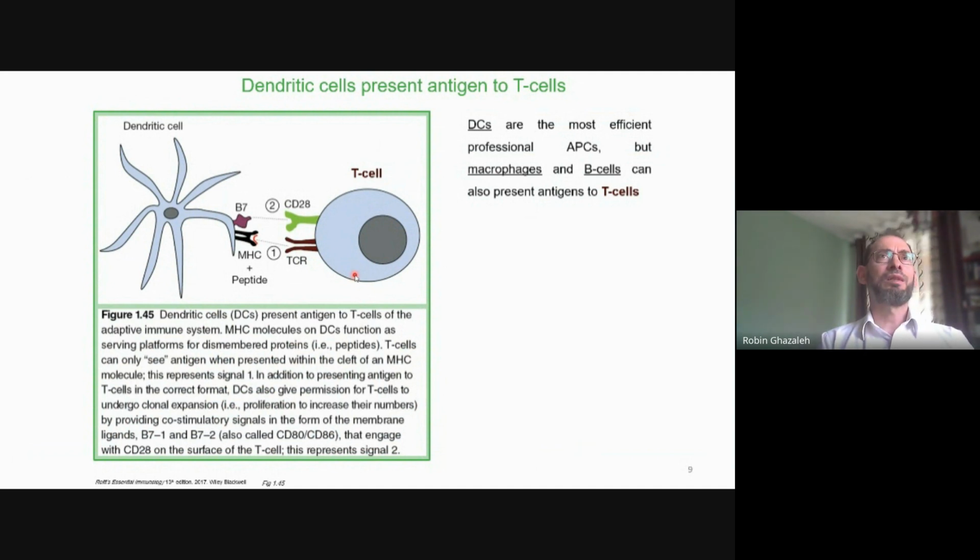Dendritic cell. Dendritic cells present antigens to T cells. And here is a dendritic cell. Here is a T cell. Here is a T cell receptor. And the T cell receptor is able to recognize the antigen. And this little thing in red here represents the antigen.